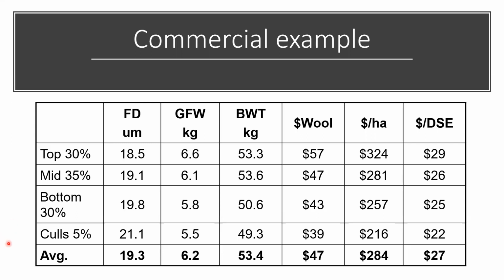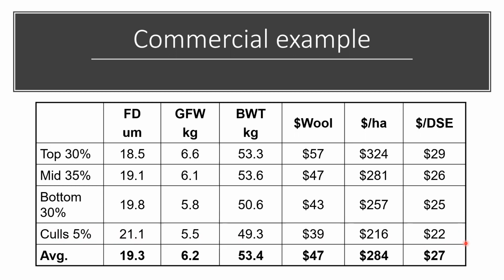So what I just wanted to do is to show a commercial example where we've actually gone and measured fibre diameter, fleece weight and body weight in this particular instance. And the information that I'm presenting here is based on 2,500 maiden ewes. We did measure what I would call the dead set culls, just out of curiosity to see what their value was and where they sat within the system.